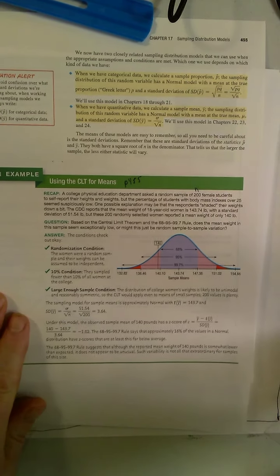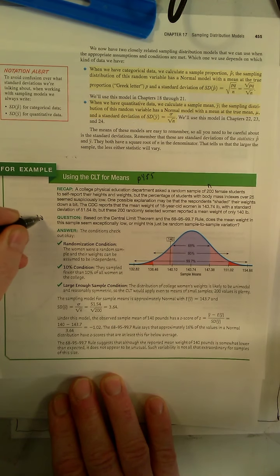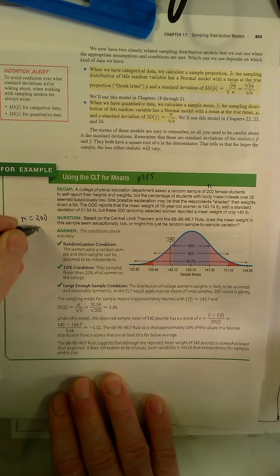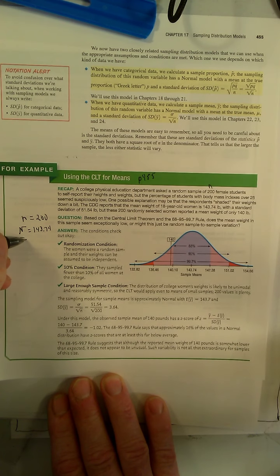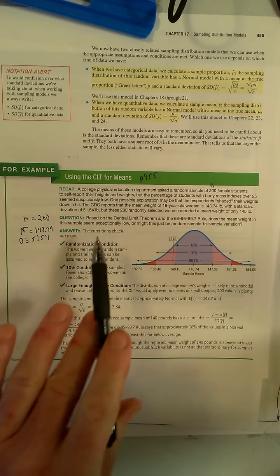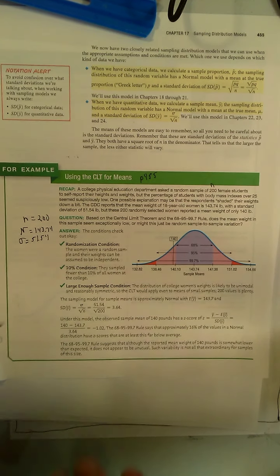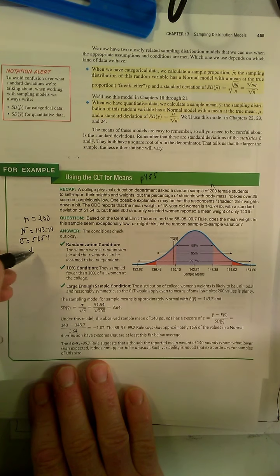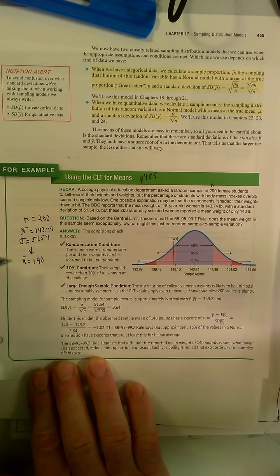The actual N is 200. The population average is 143.74, and the standard deviation of the population for weights is 51.54 pounds. But these 200 randomly selected women reported a mean weight of only 140. All right, so they took a single sample and got 140. Right, the population average is 143.